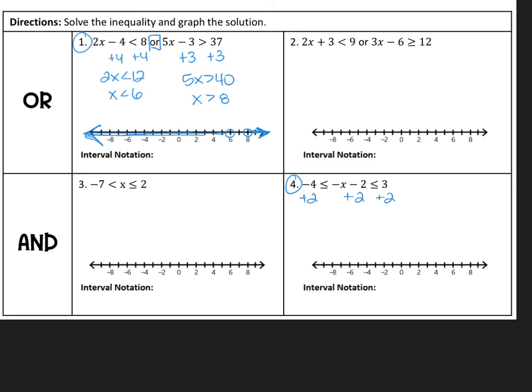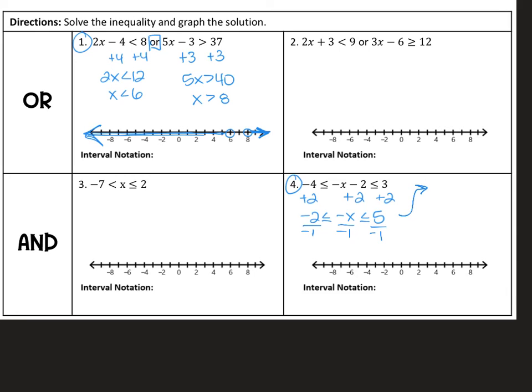So we get negative 4 plus 2 is negative 2, is less than or equal to negative x, is less than or equal to 5. All right, so then we have a coefficient of -1 on our x. So we are going to divide all three sides, all three parts, by -1. So -2 over -1, negative x over -1, 5 over -1.